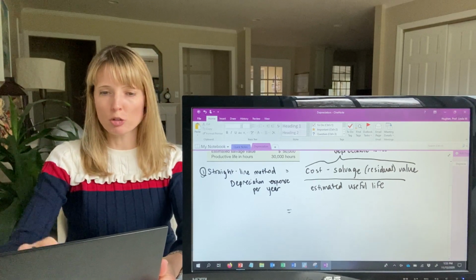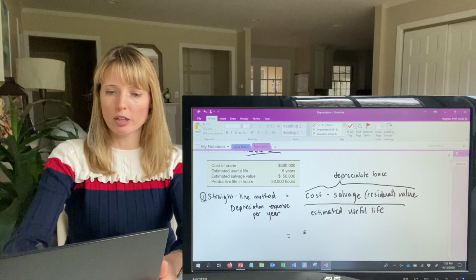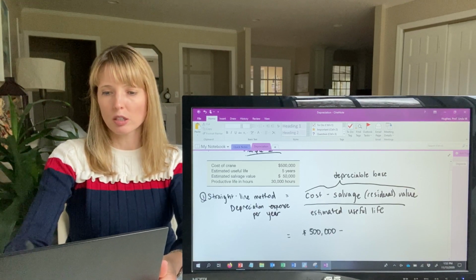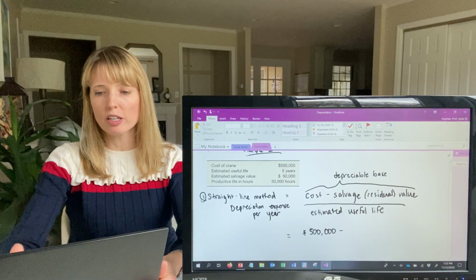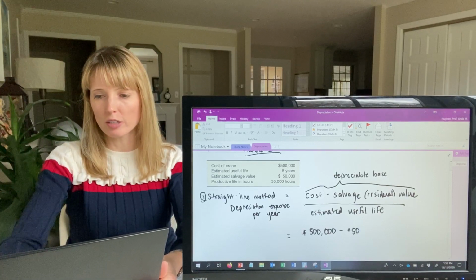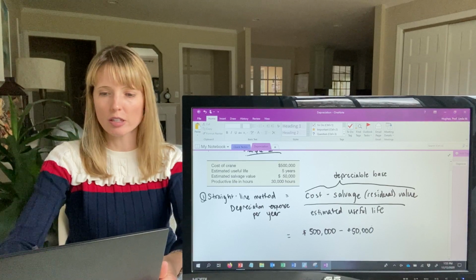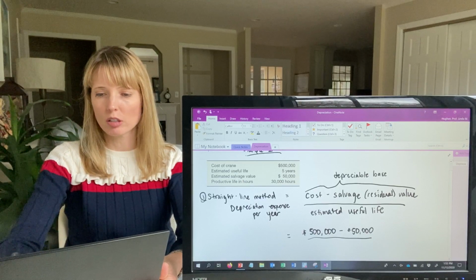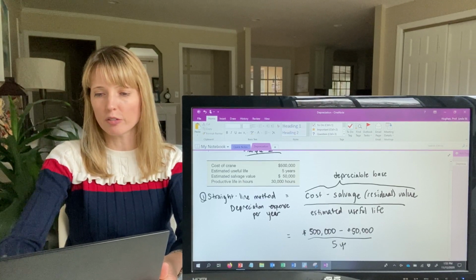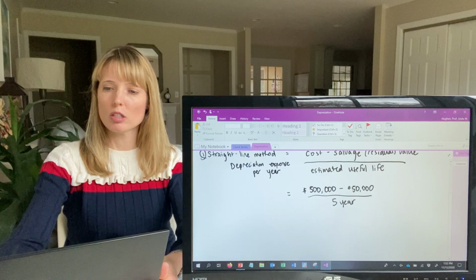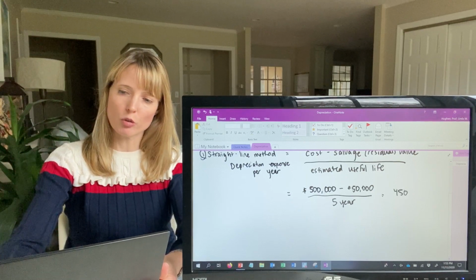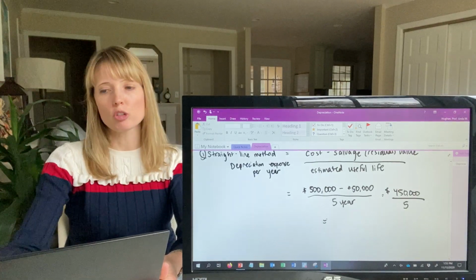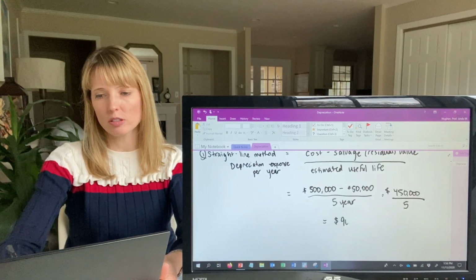Okay, so depreciation expense per year. In this example, the crane has a cost of $500,000. The net cost or depreciable base is the difference between the $500,000 cost and the $50,000 the company expects to receive at the end of its useful life when it sells the asset. So $450,000 allocated across the 5-year estimated life of this crane. So this is equal to $450,000 over 5 years, or depreciation expense per year is $90,000.